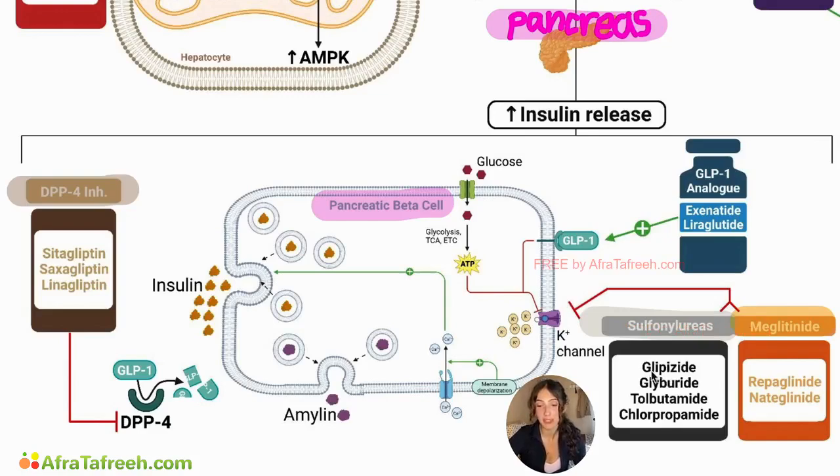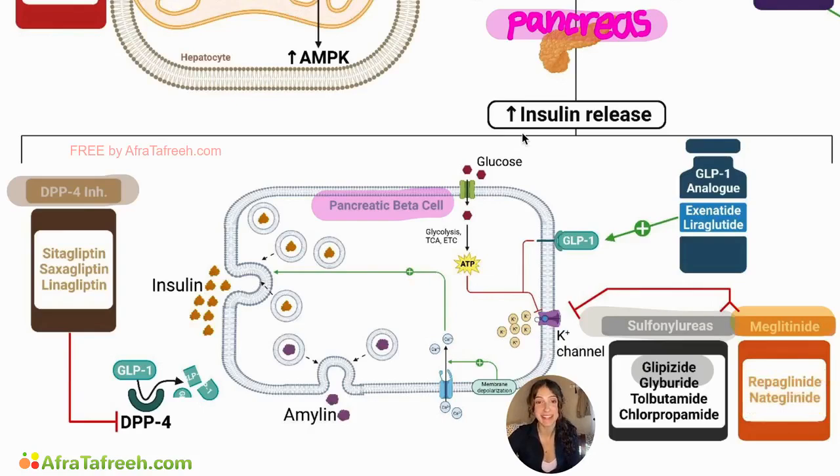Some important sulfonylureas I want you to be aware of are glipizide and glyburide. I think these are more commonly tested. And then the meglitinides, honestly, these are not tested as frequently, but still important to be aware of. So repaglinide and nateglinide are two examples of those.